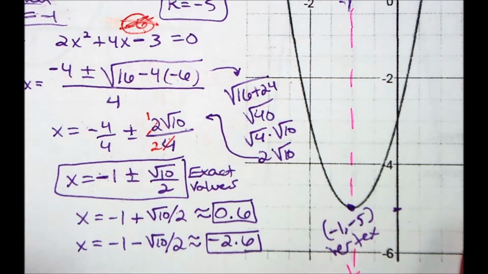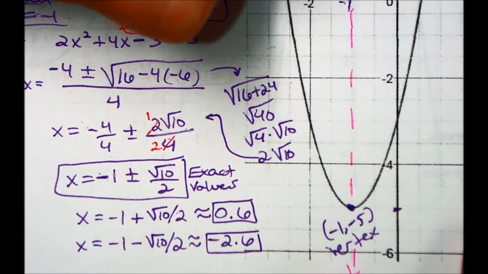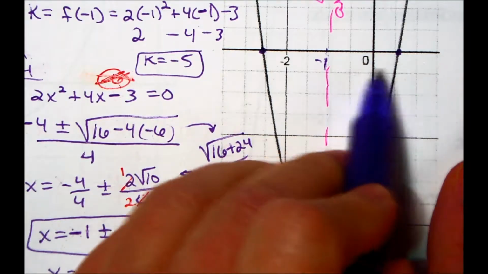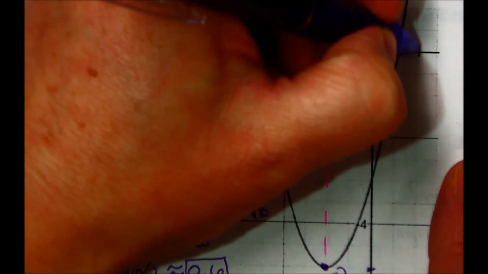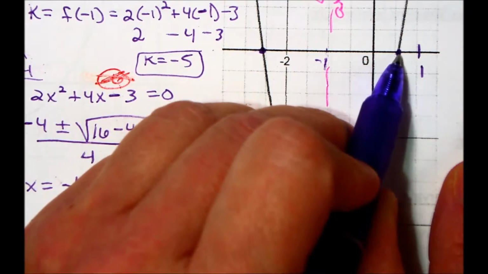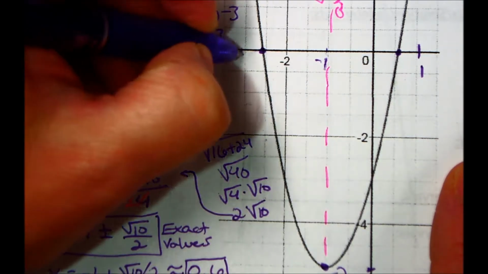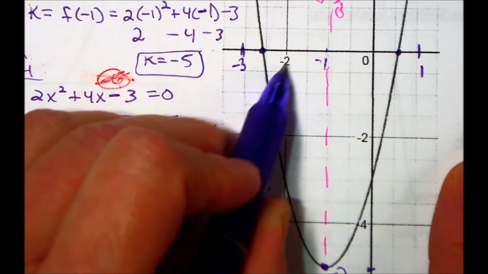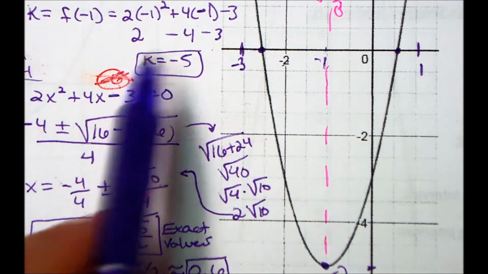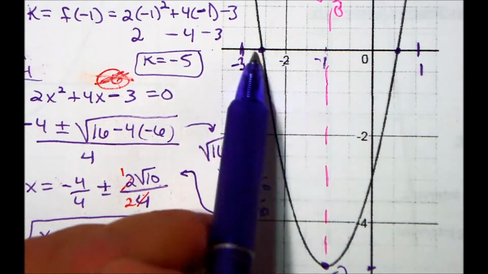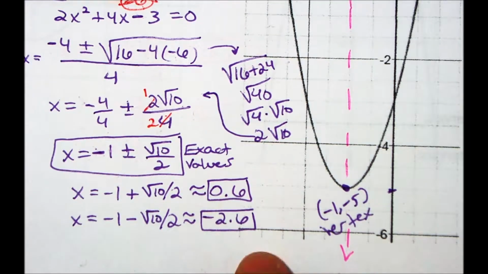And if you look at your graph, does that correspond with the values that we got? Well, these are by half units, so this is 1 here. So this would be about 0.6. And then this is negative 1, negative 2, this is negative 3 over here. So this would be approximately negative 2.6 if we were to graph it, because it's just a little bit past the negative 2.5. So those do correspond with the values that we got.